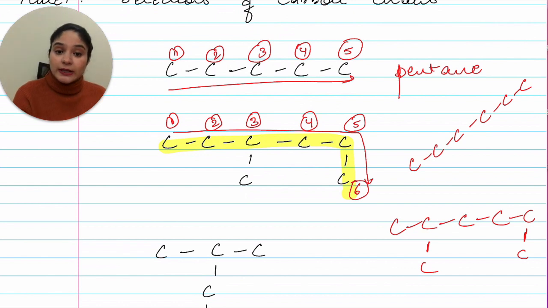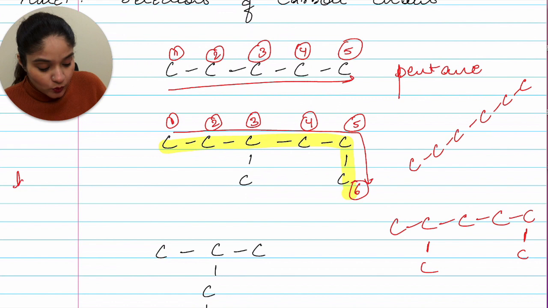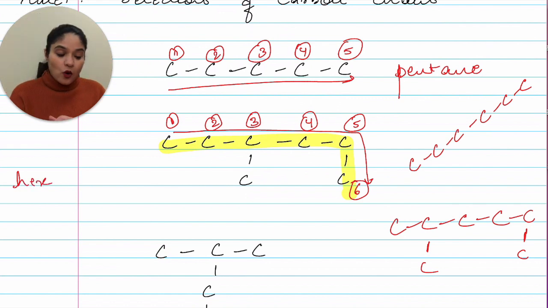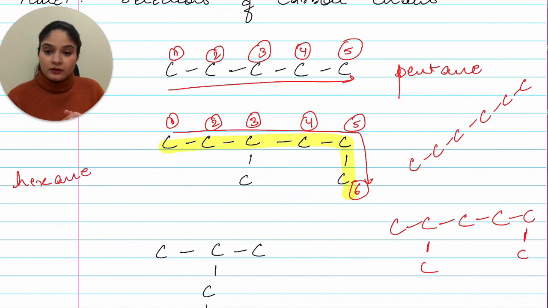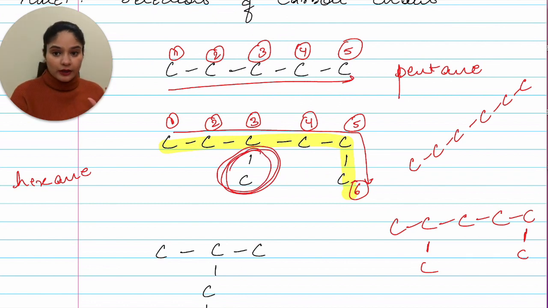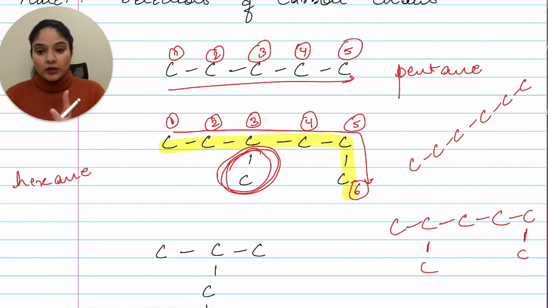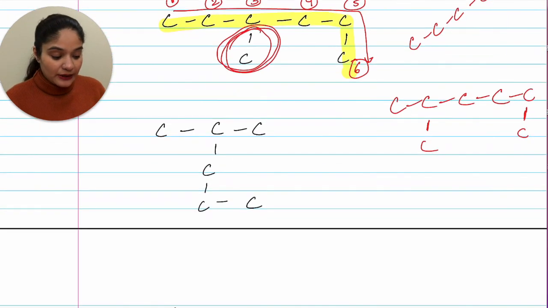If I try to name this longest chain, I have 6 carbon atoms. So my root word is hex. Now all of them are my single bonds. So ane, hexane. Okay. How we name this carbon here, we'll come on that. For now, I'm just helping you identify the longest chain and identify what group we are going in. Are we going in alkanes, alkenes or alkynes? Okay, so let's identify the longest chain.